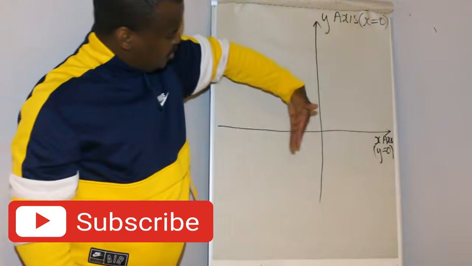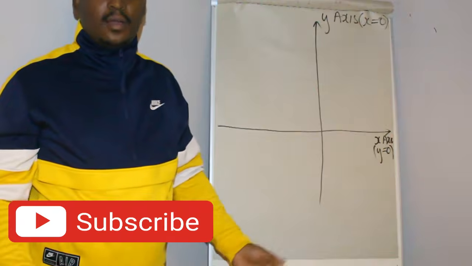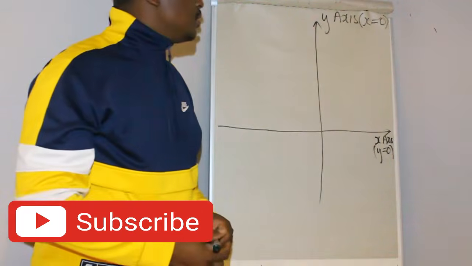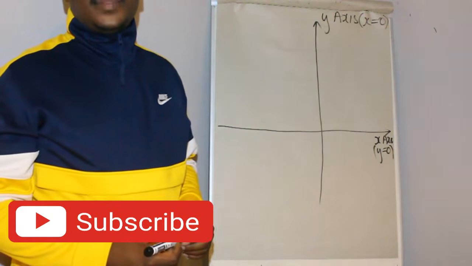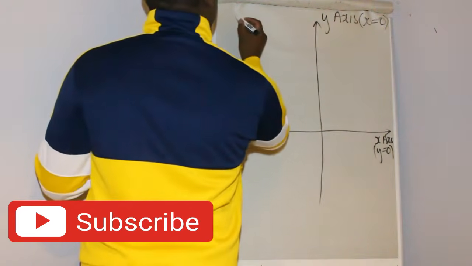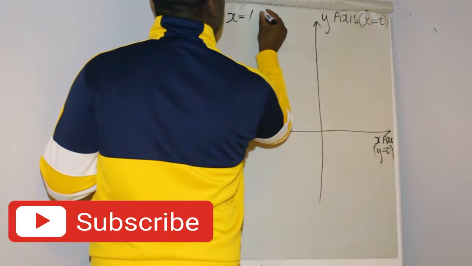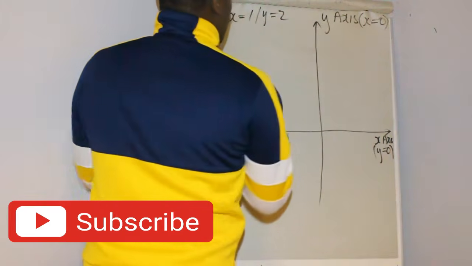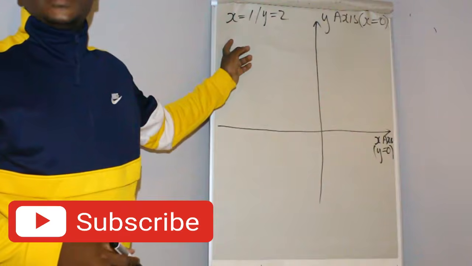Along this line is 0, this side is negative. Important. Then, what do we know? We know the asymptotes that we did on the first question. We said x is equal to 1 and y is equal to 2. So the first thing that we do is to plot these asymptotes.